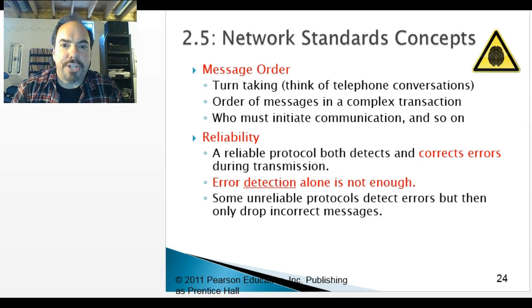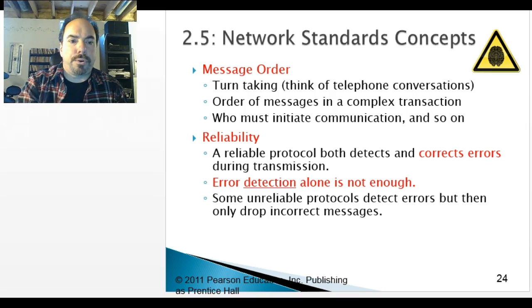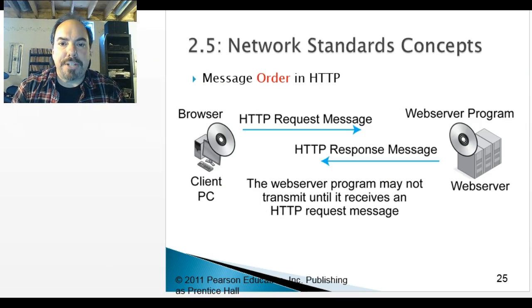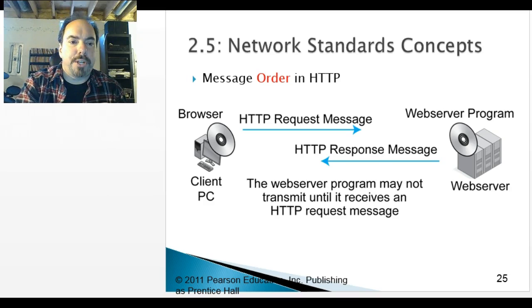So the first one's message order. Like I said, telephone conversation, the order of messages matters, who initiates it. So in client server, obviously the client has to initiate the request. It'd be ridiculous if the servers were initiating requests and just sending out random responses to nobody's request. Maybe that's a silly example. Reliability corrects errors in transmission. I like to do an example in class where I get into the difference between error detection and error correction. I'll probably save that for class because it's going to stick with you better if I do it with you in person. Message order, request is sent, response comes back from the server.